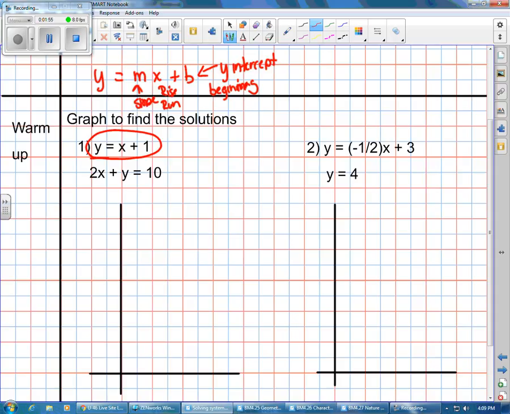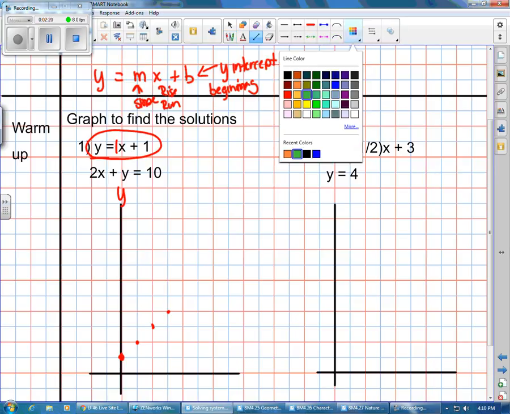Start with the number that's at the B. Where does that cross your y-axis? So you should put a point here at 1. Your slope, there's no number with the x, but there is an x there, so you know that there's a 1 out in front of it. So from your beginning, you go up 1, right 1. And then you draw a line through those points. I want a red line here.